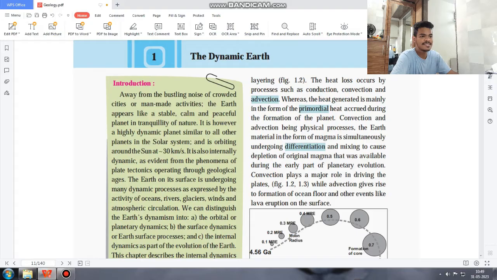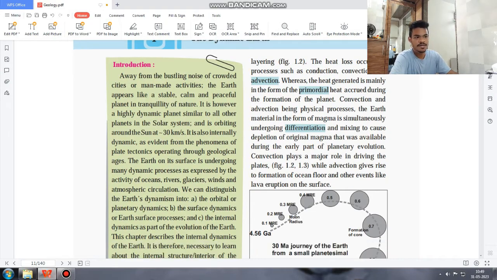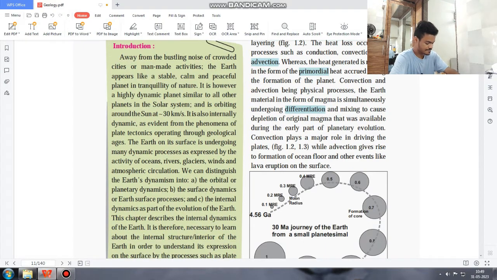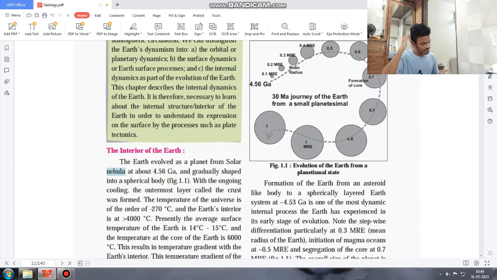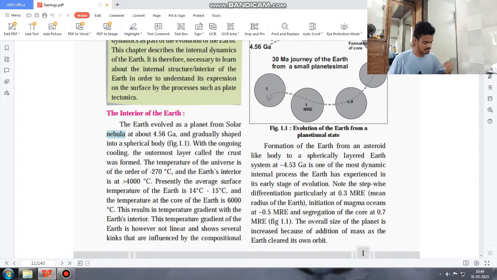You can read the introduction, there's nothing much given over here. Nothing comes from this. Going to the first topic, interior of the earth. I have my textbook over here, you can see on the screen. At the very first it's given about the introduction of the earth, basically how the earth was formed. You can mark this over here.